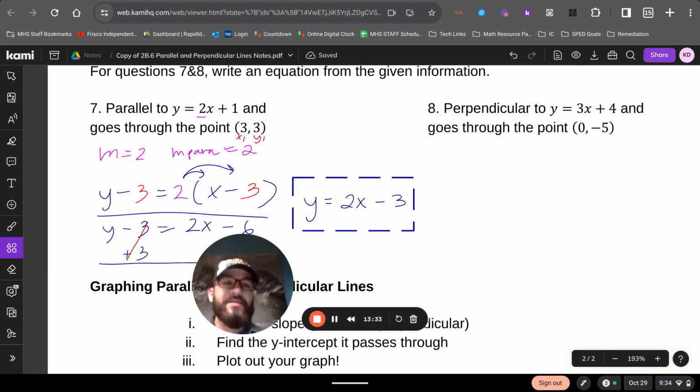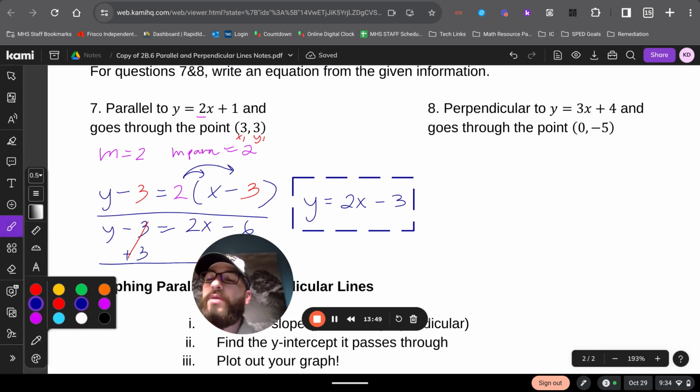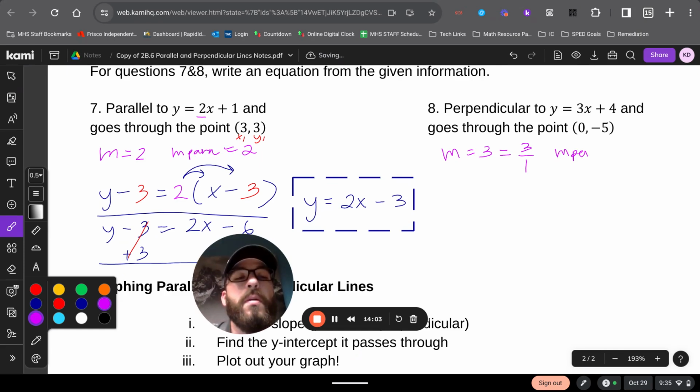For number 8, a little bit different. This time we're doing perpendicular to y is equal to 3x plus 4, and that goes through the point 0, negative 5. So this time, once again, I have an equation in slope-intercept, so I can identify my slope right away. So m is equal to 3. But because I'm doing perpendicular, I'm going to write that in rise over run form, so 3 over 1. And then my perpendicular slope is the opposite reciprocal. So that would be negative because it's positive, and then 1/3. Okay, so I have my perpendicular slope.